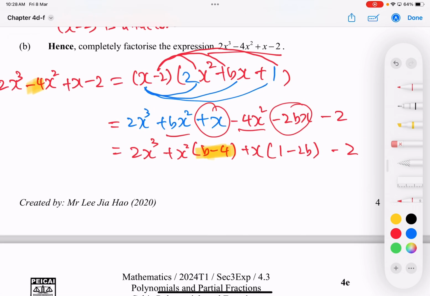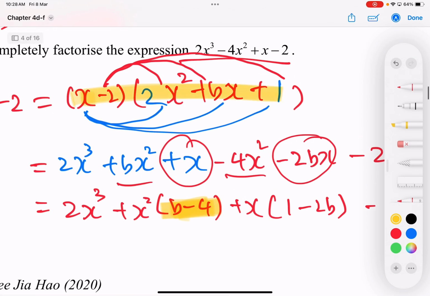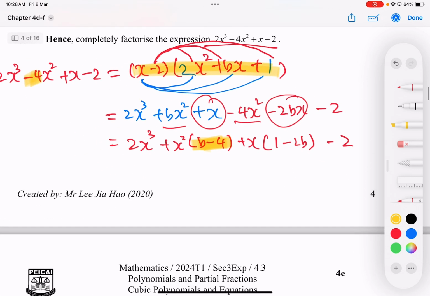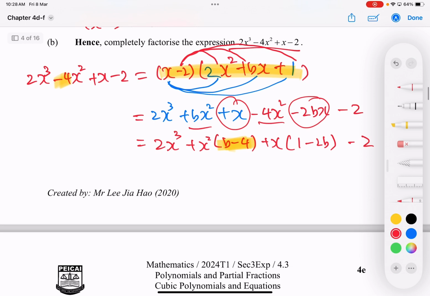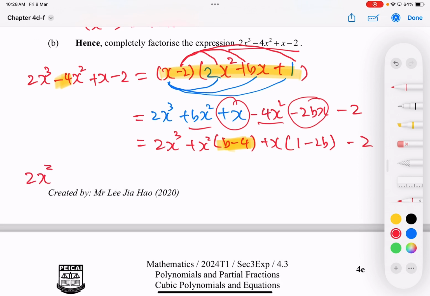If b is equal to 0, then we go back to the original function, and I'm going to rewrite this whole thing down. 2x cubed minus 4x squared plus x minus 2 is equal to x minus 2 times 2x squared.